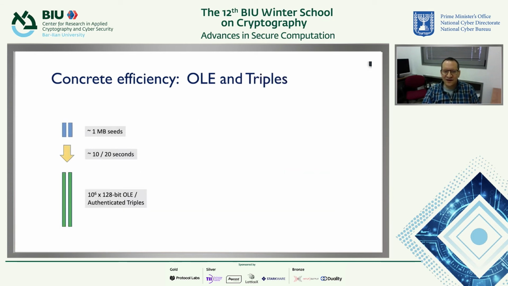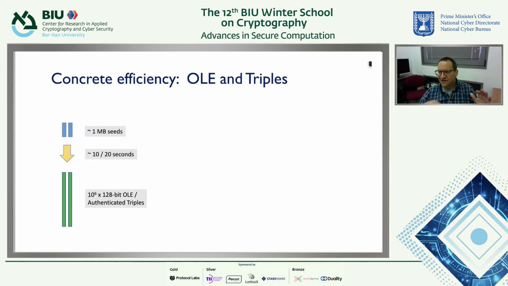Okay, if we look at OLE and triples, then both computation and seed size become much bigger, by roughly two orders of magnitude, but still very practical. So the seed, even for just 1 million instances of 128-bit OLE or authenticated triples, is considerably shorter than the outputs. And they take 10 to 20 seconds to expand on a single core. Okay, so if computation is your bottleneck, just throw in a few extra cores.